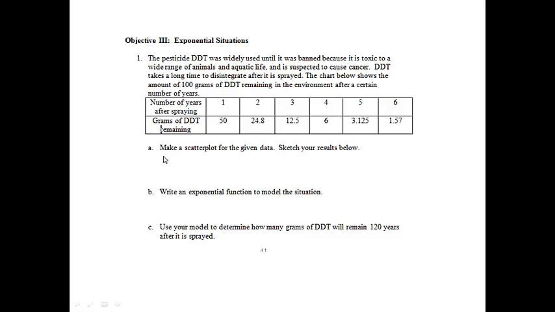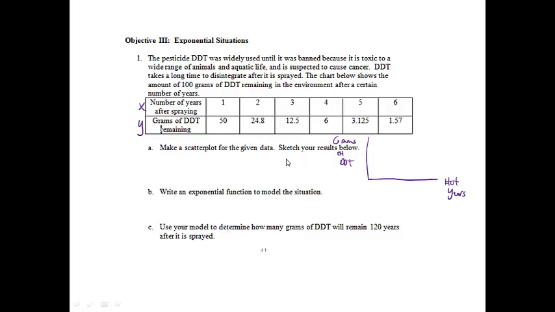The first thing that it asks us to do is to make a scatter plot for the given data and sketch your results below. All right, so I'm going to get started on the scatter plot, and then I'm going to show us what we can do to just speed up the process a little bit. For sure, the first top row will be our x and the bottom row will be our y. So x is the number of years, so let's make sure that we label this. And then y is the grams of DDT, grams of DDT. And especially because we don't have a lot of space, we're not going to worry about being real accurate.